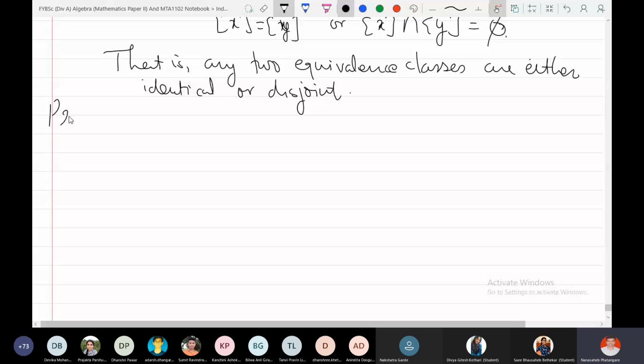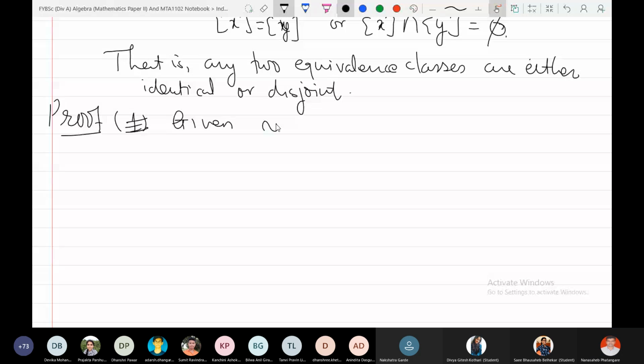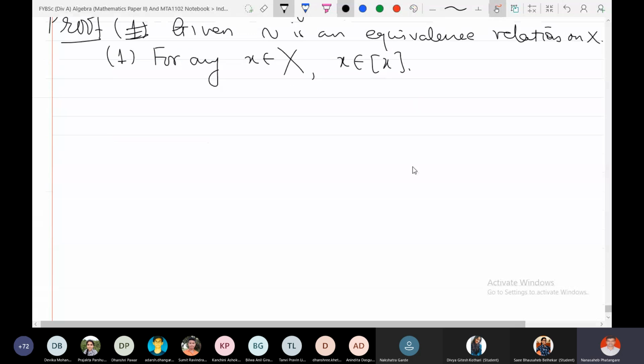So first, what is our claim? What is given? Okay, so given is an equivalence relation on X. So this is our relation. So what is our first claim? For any x belonging to the set X, x is a member of its class. This is our first claim.